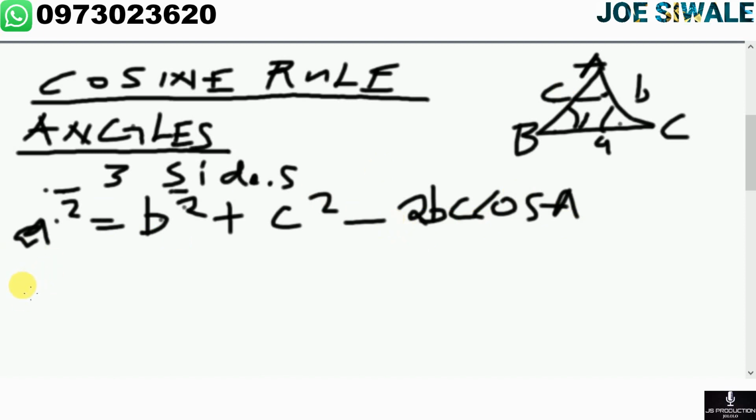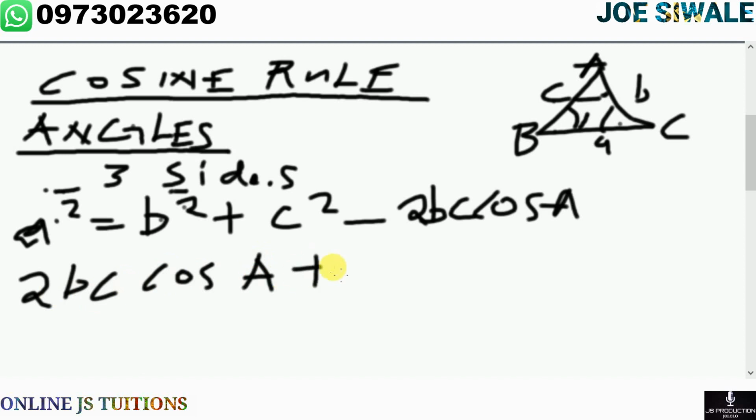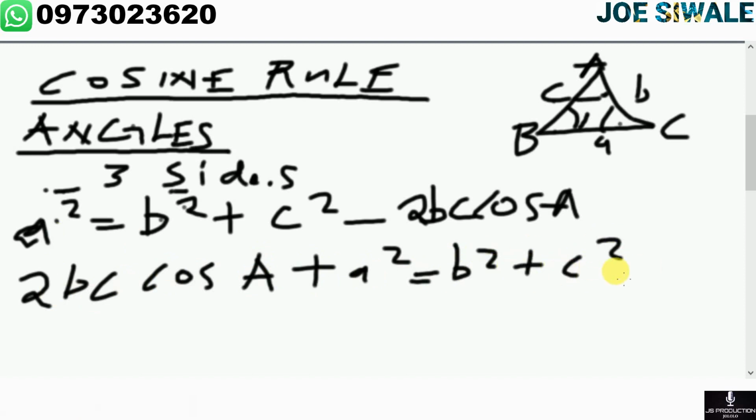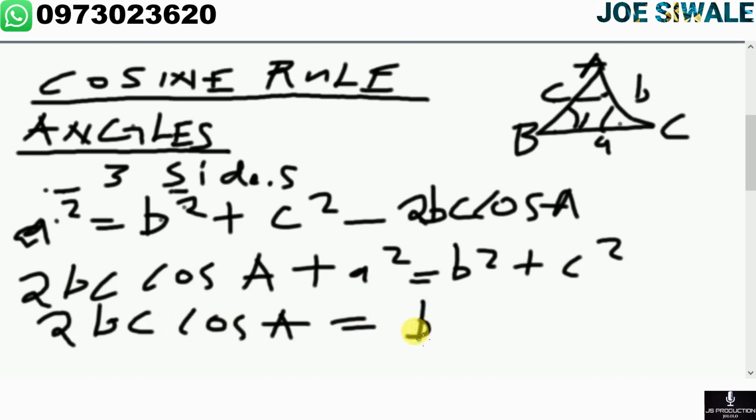So it will be 2bc cos a plus, here we already have a squared is equal to b squared plus c squared. And since here we need to get rid of a squared, this will go to the other side. Since this is positive, when it goes to the other side, it will become a negative. So this is going to be 2bc cos a is equal to b squared plus c squared minus a squared.